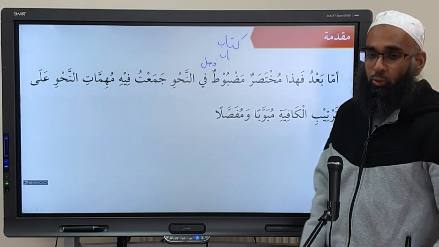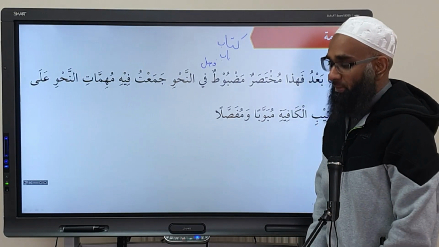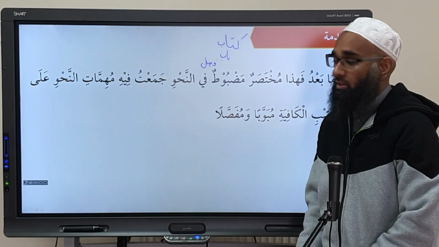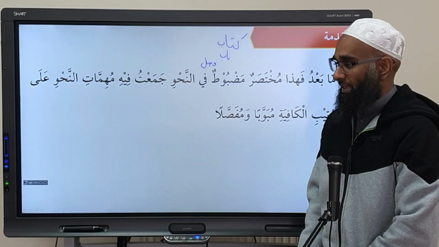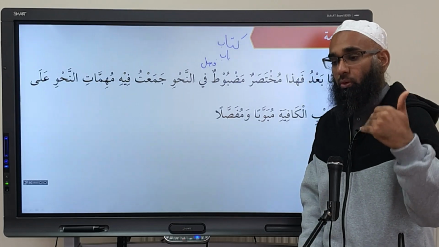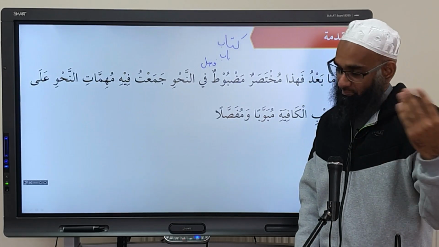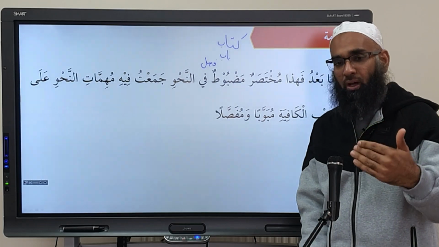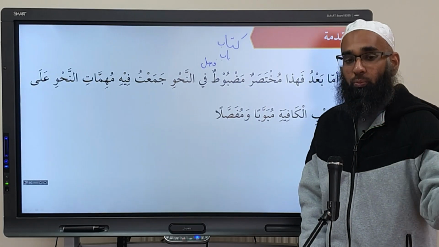So for example, let's say you're doing Quduri. Each main heading you have: Kitab al-Salah, Kitab al-Tahara, Kitab al-Hajj, Kitab al-Zakah. Then under Kitab, you have a bab, a subheading: Bab al-Wudu, Bab al-Tayammum, Bab al-Ma, etc. And then under bab, you have a fasl. For example, under Bab al-Wudu, you have faslun fi nawaqid al-Wudu.